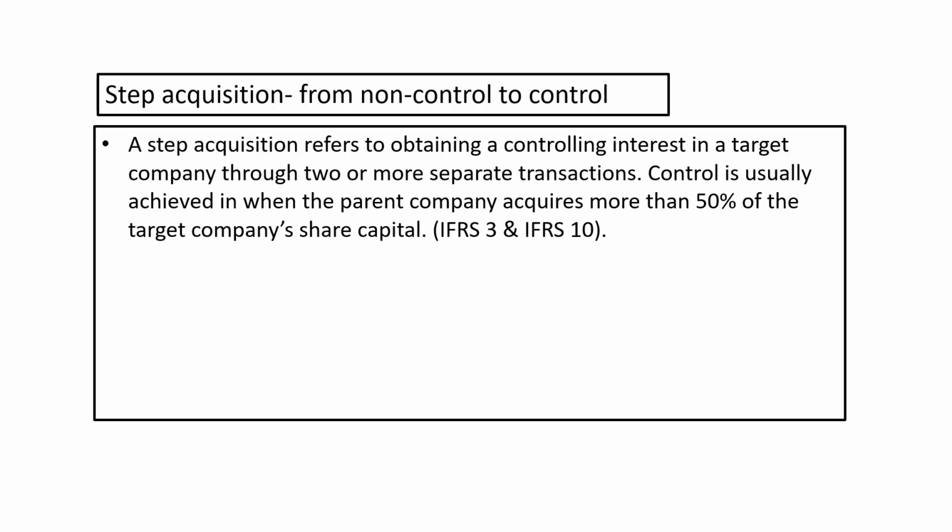A step acquisition refers to obtaining a controlling interest in a target company through two or more separate transactions. Control is usually achieved when the parent company acquires more than 50% of the target company's share capital.